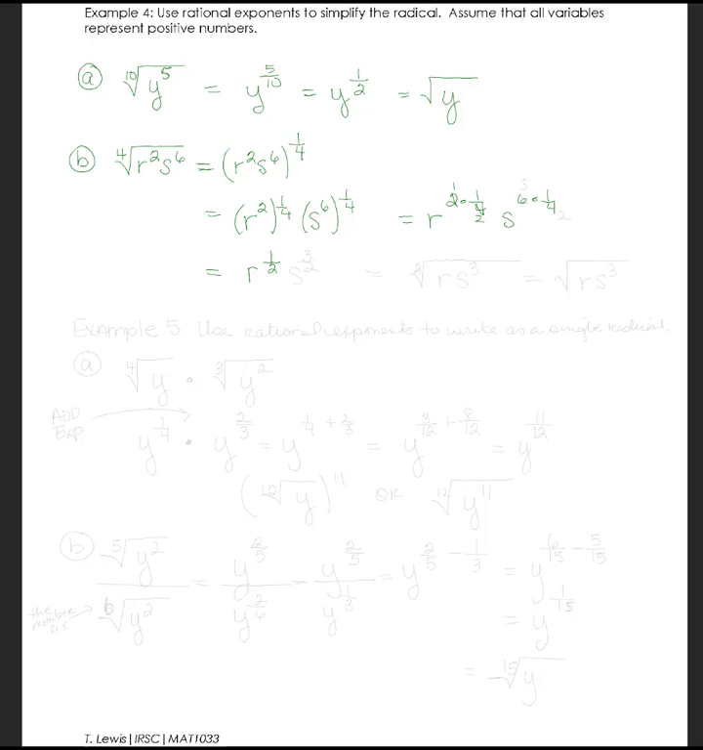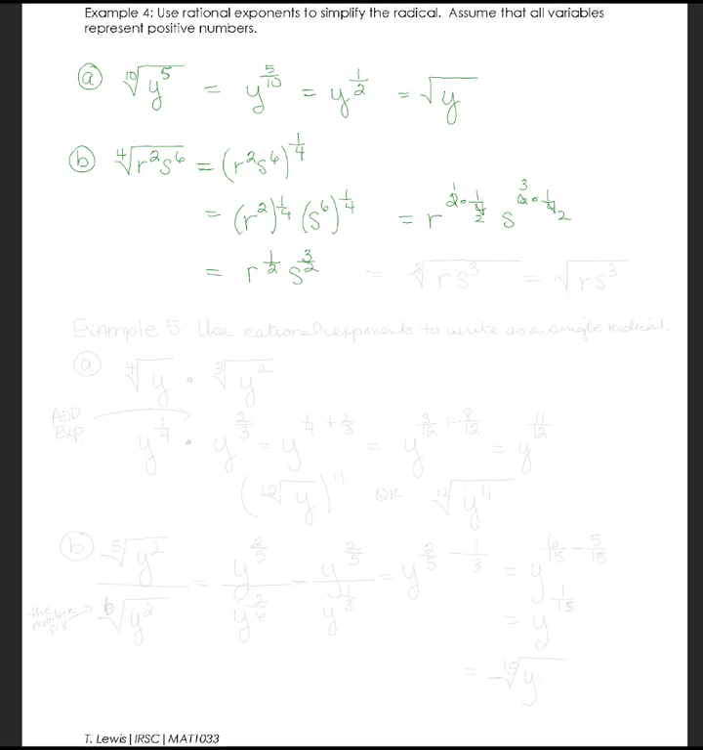And let's look at this. S to the 6 times 1/4. Can we do some cross reducing? What can we divide out? A 2. So 2 divides into 6 3 times, 2 divides into 4 twice. So we have s to the 3 over 2. It's simplified. You've done everything that you can do here.